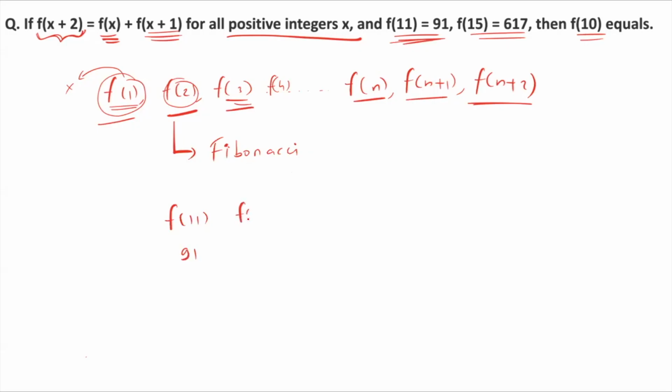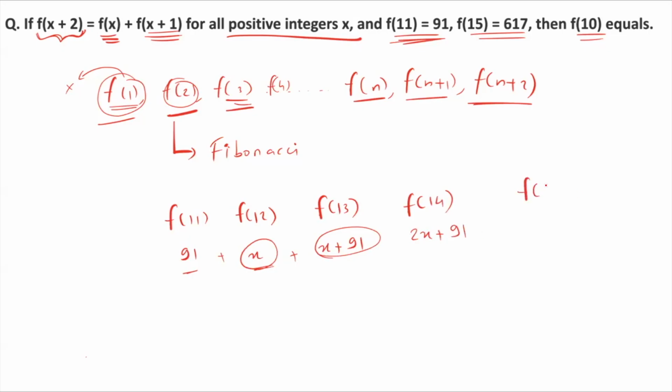Let me suppose f(12) is equal to x. By our definition, f(13) will be x plus 91, right? The given term will be the sum of the two previous terms. Similarly, I could figure out f(14) also. f(14) will be the sum of these two terms, x plus 91 plus x, 2x plus 91.